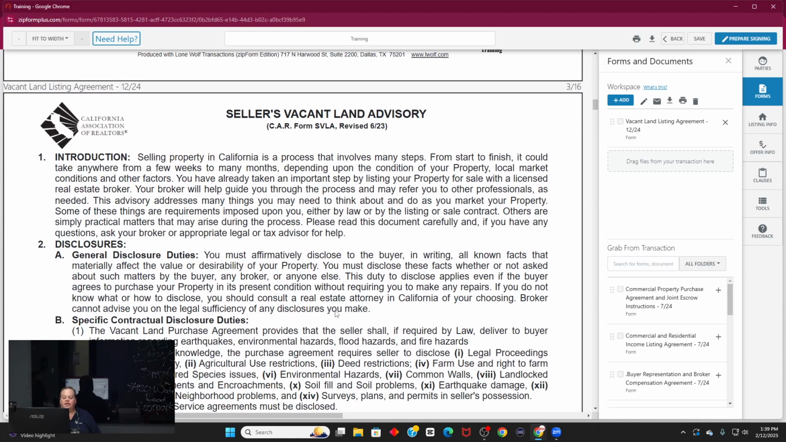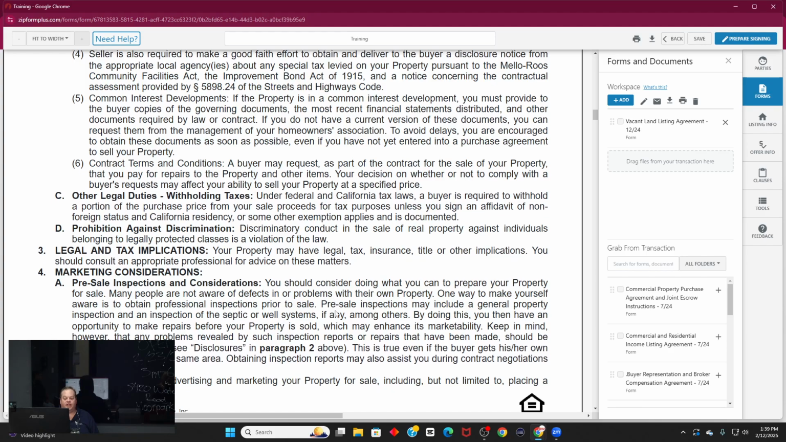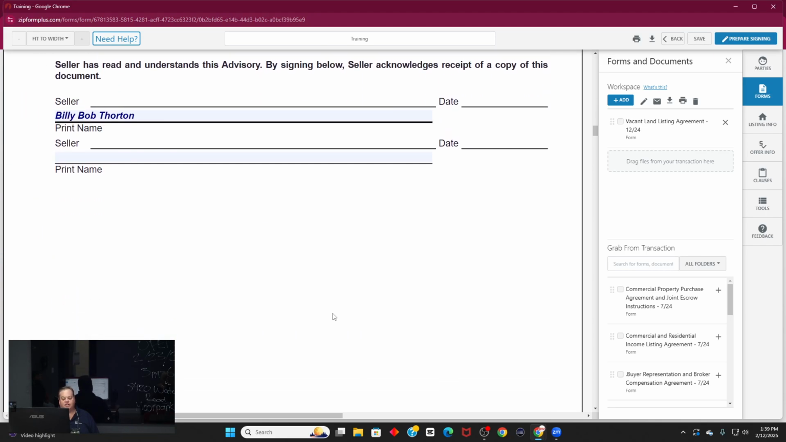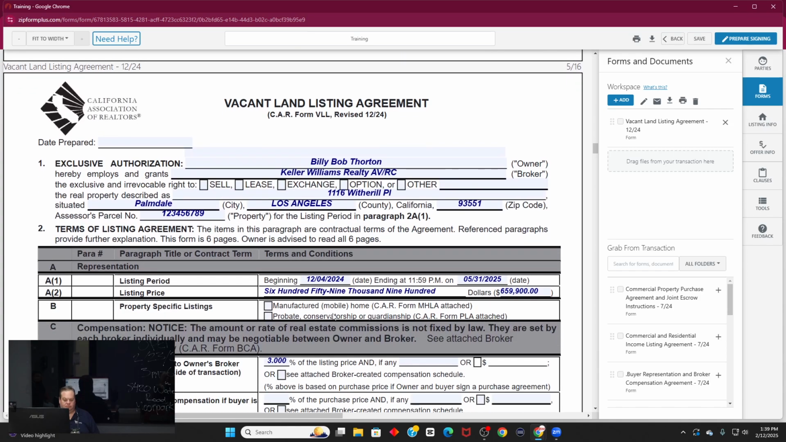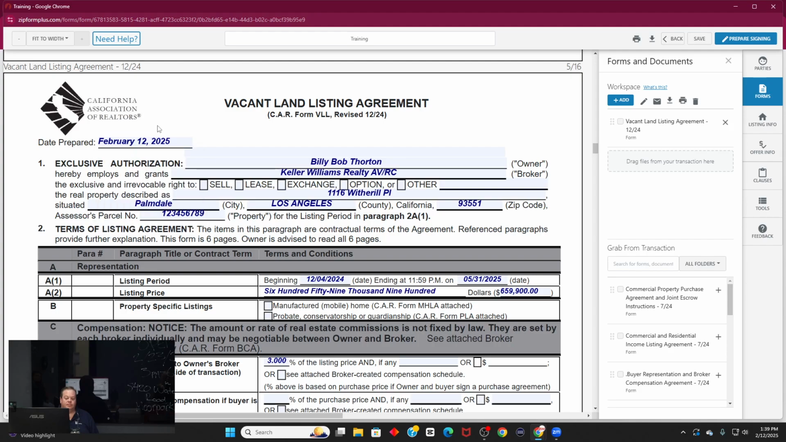All right, and then you have the vacant land advisory, which is advising the seller of all the things. Basically, they have to disclose anything that they know about. All right, the date prepared. The date prepared is the day you prepared it. But this is not the date of the agreement. This is the date in which it was prepared.